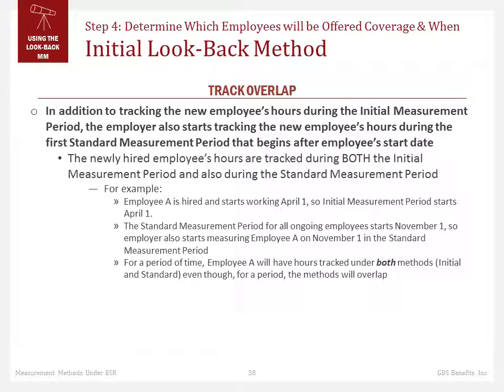For example, employee A is hired and starts working April 1, so the initial measurement period starts April 1. Remember, the standard measurement period for all ongoing employees starts each year on November 1st, so the employer also starts measuring or tracking employee A's hours of service on November 1 in the standard. So we have both methods going for a while. April 1 is initial measurement period. Starting November 1, it's initial measurement period and standard measurement period.